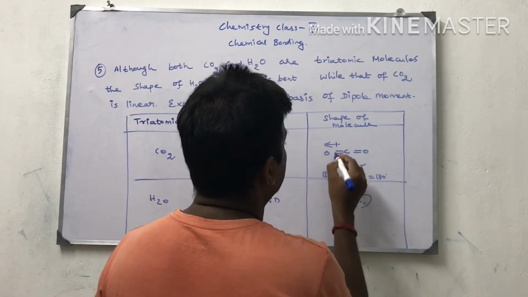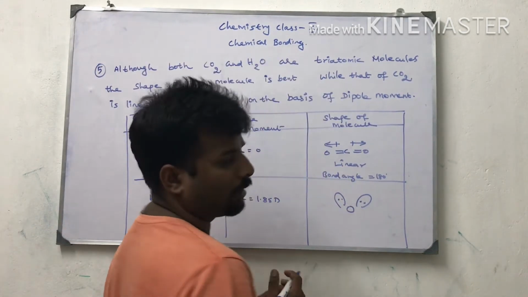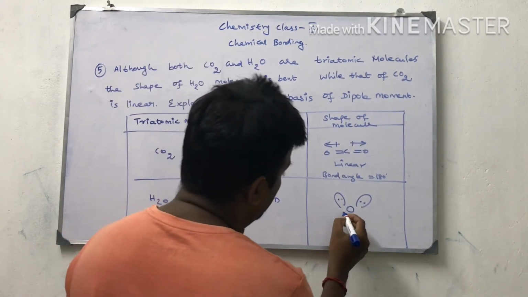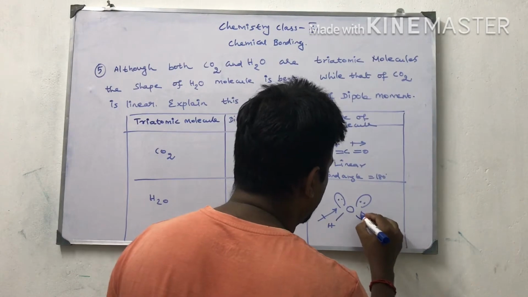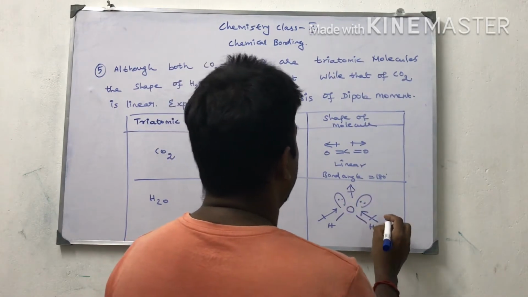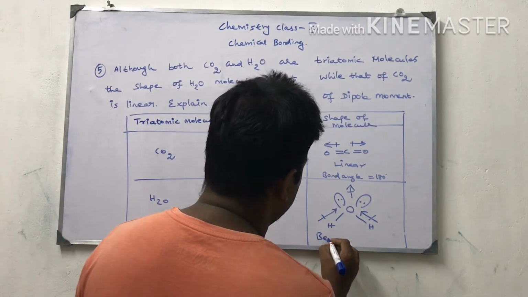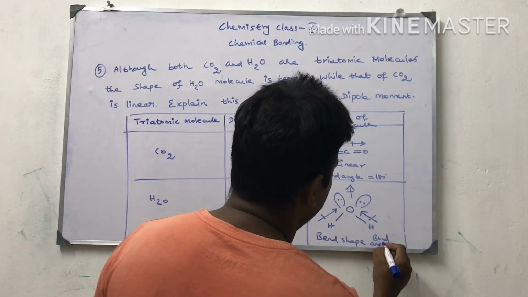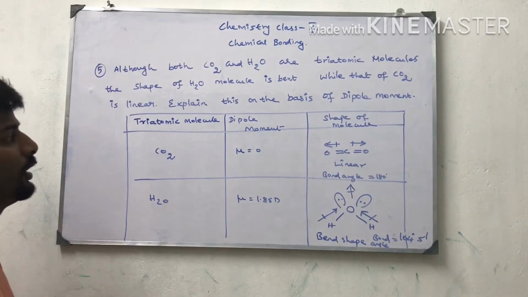The direction of dipole is like this. Carbon is less electronegative than oxygen, so the dipole moves from the less electronegative to the more electronegative atom. Here in water the dipole moves from hydrogen to oxygen, because hydrogen is less electronegative than oxygen. Bent shape, bond angle 104 degrees 5 minutes. So this is the structure given.